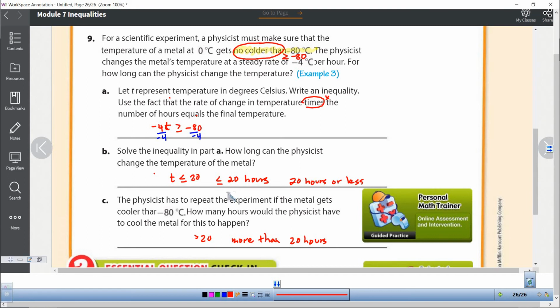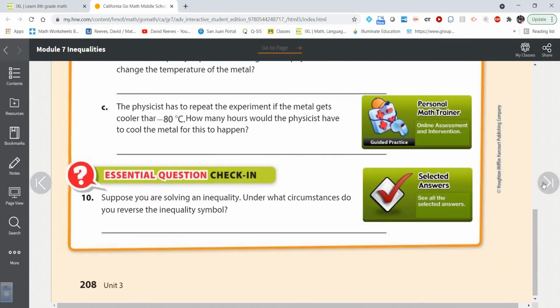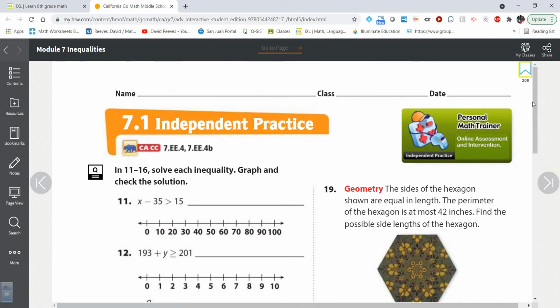Up to 20 hours, we're okay, right? Up to 20 hours, we're okay. But anything more than 20, right? Because 20 times 4 equals 80, right? But anything greater than 20 times 4 is going to be greater than 80. And we can't have that happening. All right, I know we're going in a negative direction here, right? Okay, there's that problem. Let's go to a new one.